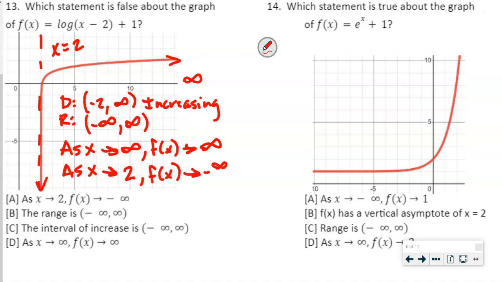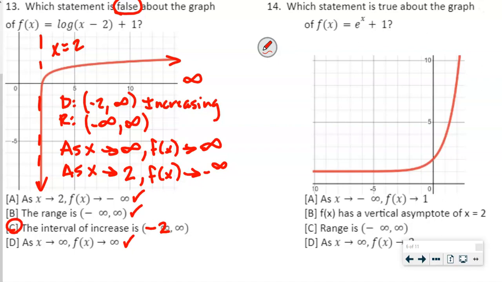So now let's just check what we have. As x heads towards 2, does our graph head towards negative infinity? That is true. And by the way, we're looking for a false answer up here. The range is from negative infinity to infinity. That's also true. The interval of increase. There's our problem. It's from -2 to infinity. So that's actually our answer right there, because it is not true. And then as x approaches infinity, f of x approaches infinity. So I always like to do domain, range, and end behaviors and intervals and all that stuff just to double check stuff.